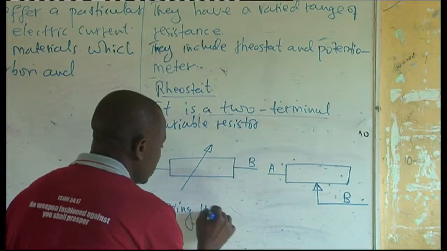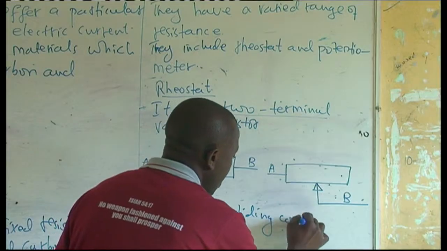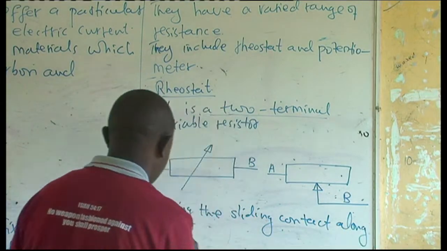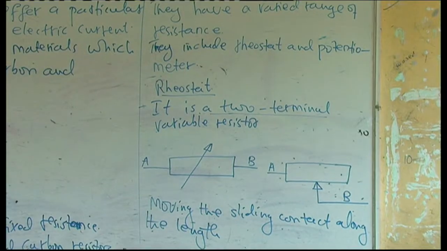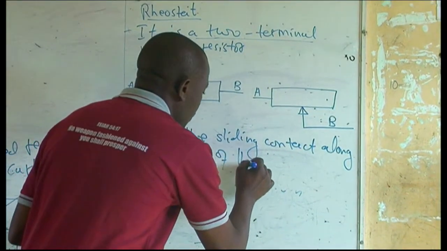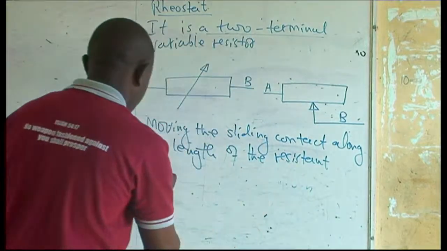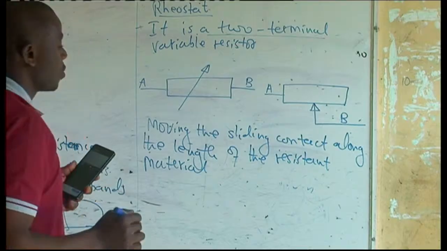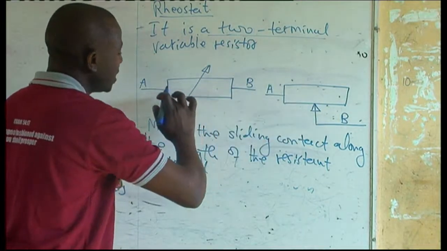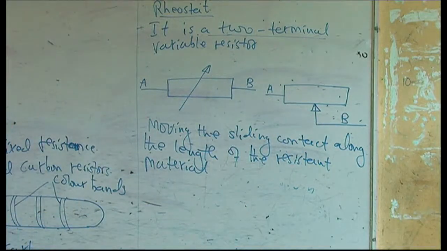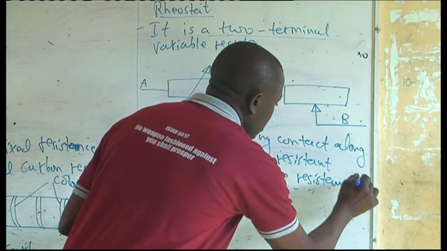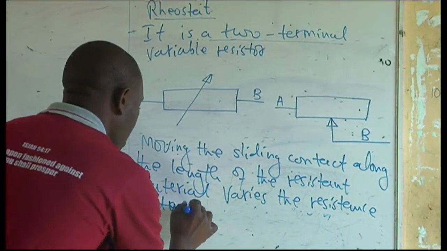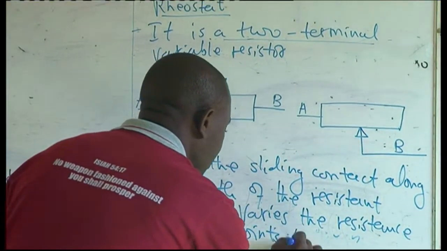Moving the sliding contact along the length of the resistant material, if you move this contact along this length, will vary the resistance between the points A and B.